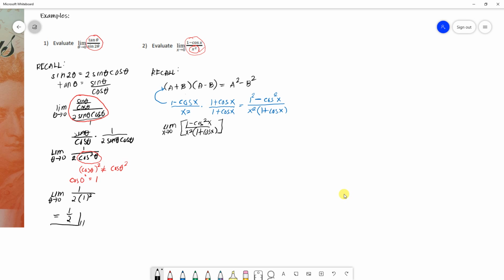But again, isama na natin sa recall yung identities na. That the identity of 1 minus cosine squared x is equal to sine squared x. Kaninong identity to? Yan yung Pythagorean identity. Yun yung isa sa Pythagorean theorem identities.